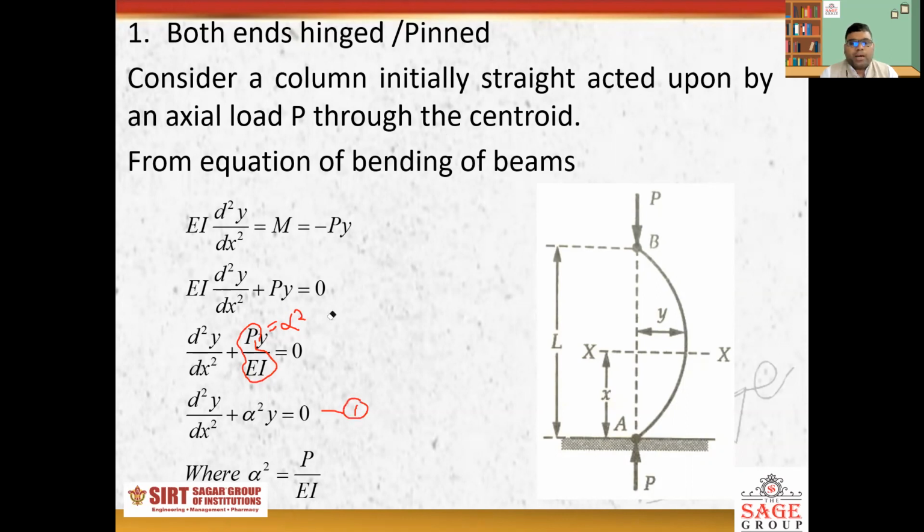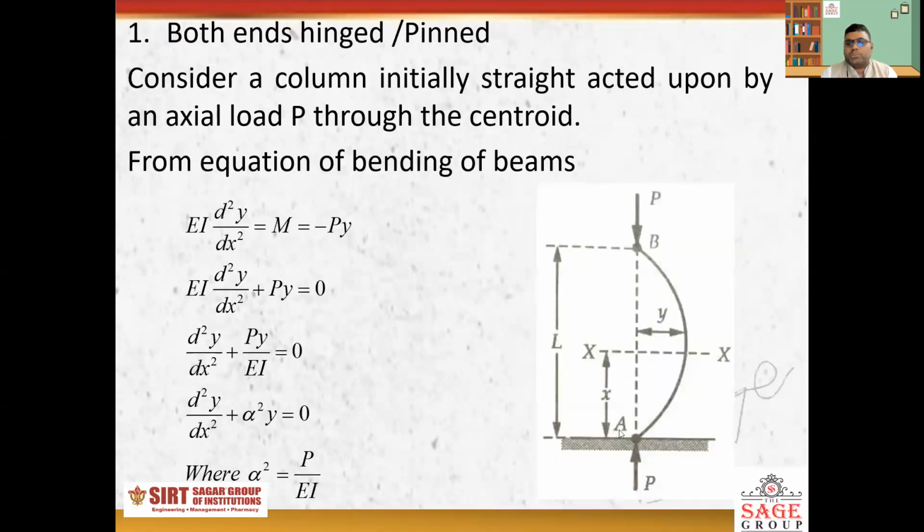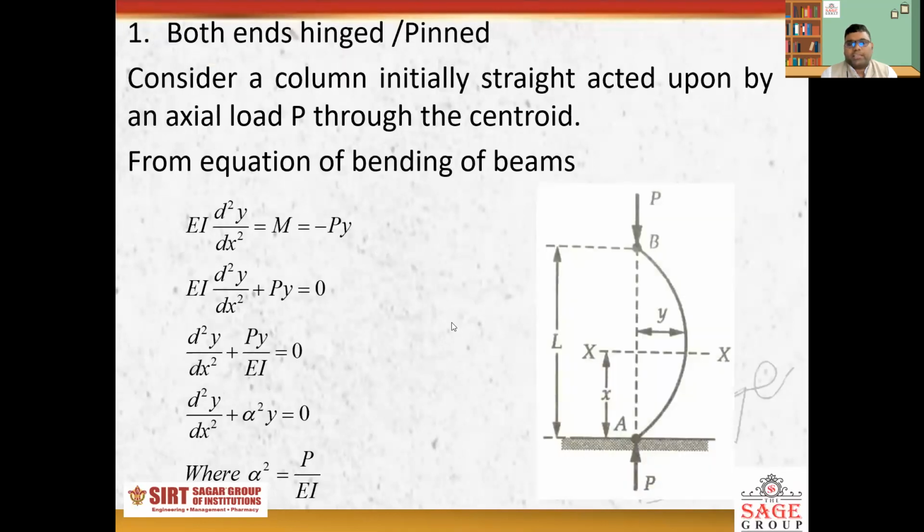Let's see what the solution of this differential equation would be. The solution is y is equal to A sine alpha x plus B cos alpha x. Now let's put the boundary conditions, or end conditions, in this equation and find the values of the constants A and B. First, where x is equal to 0, the deflection y is equal to 0. You can see there is no deflection at the pin point.